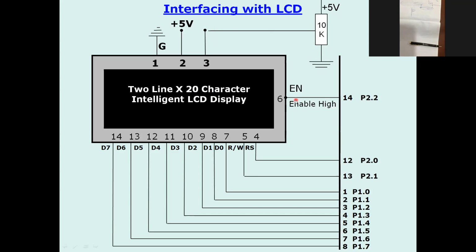Next, pin number 6, pin number 4 and pin number 5 are very, very important. Pin number 7 to pin number 14 is nothing but the connection with the data lines D0 to D7. But pin number 4, pin number 5 and pin number 6 are very important. RS is nothing but register select. Which register do you want to select?